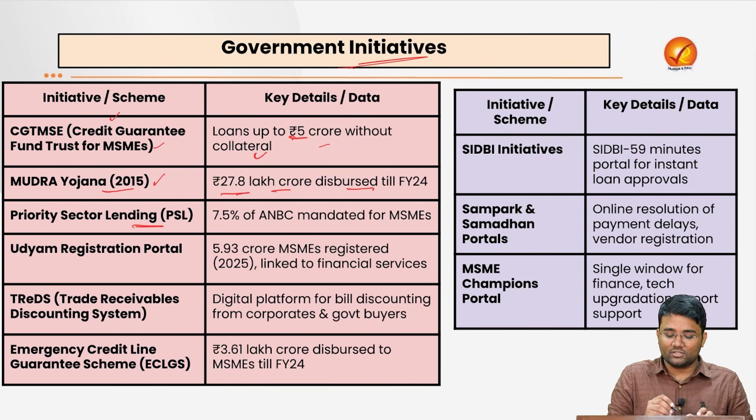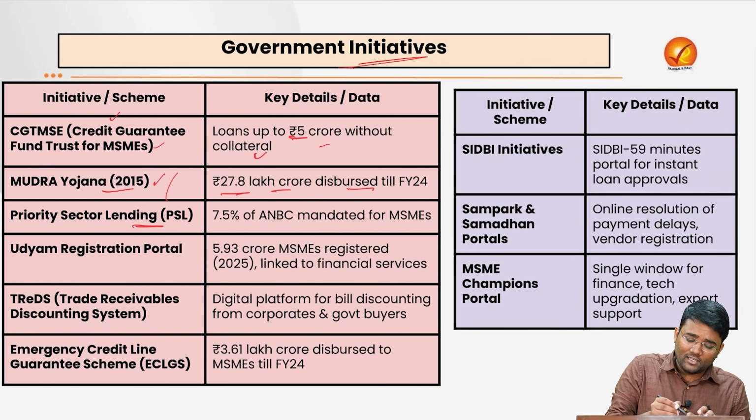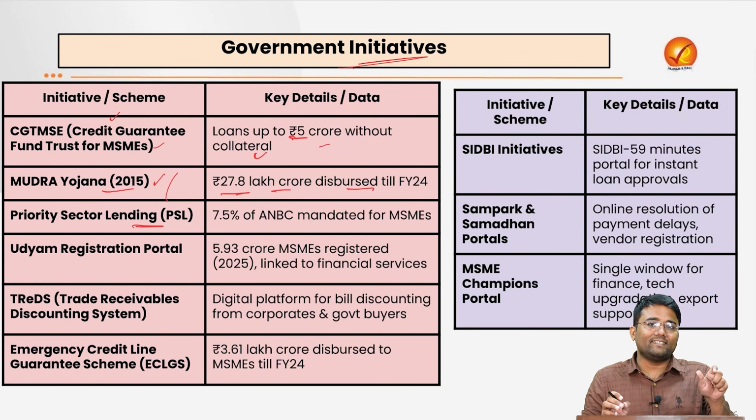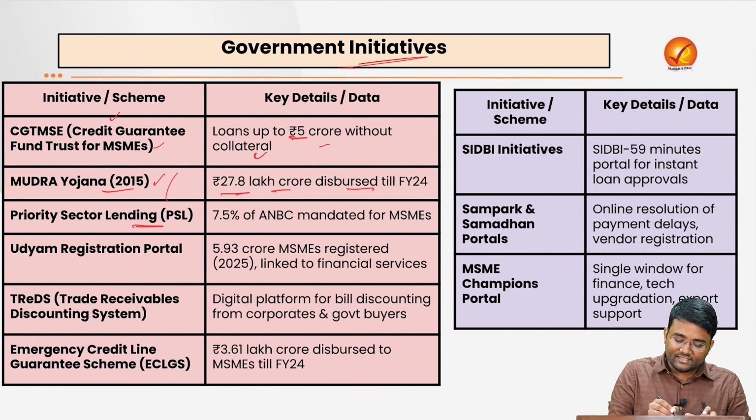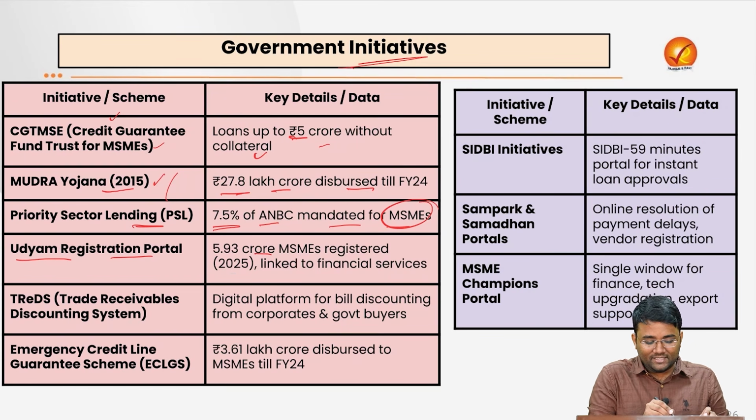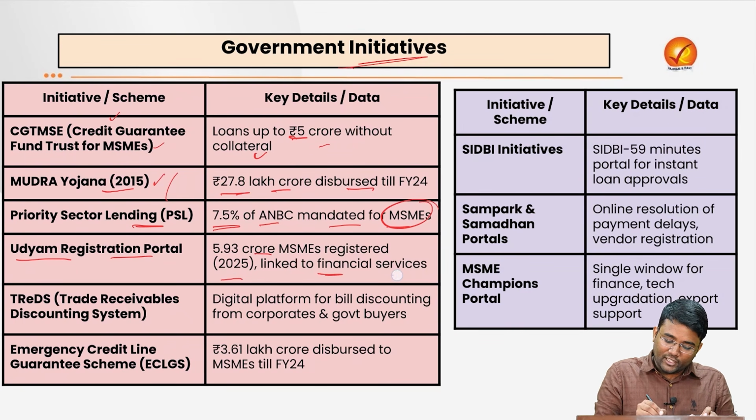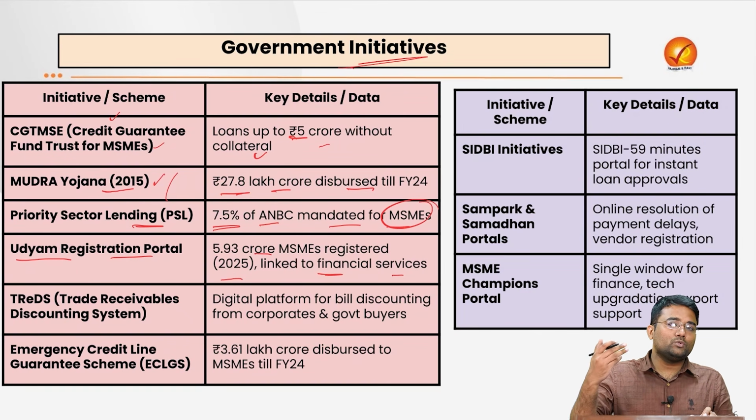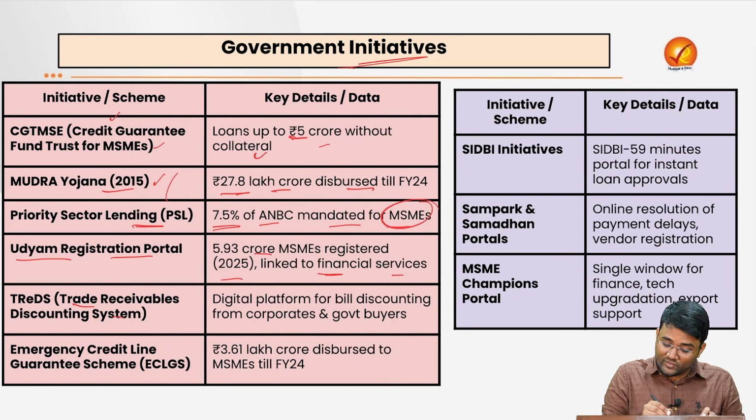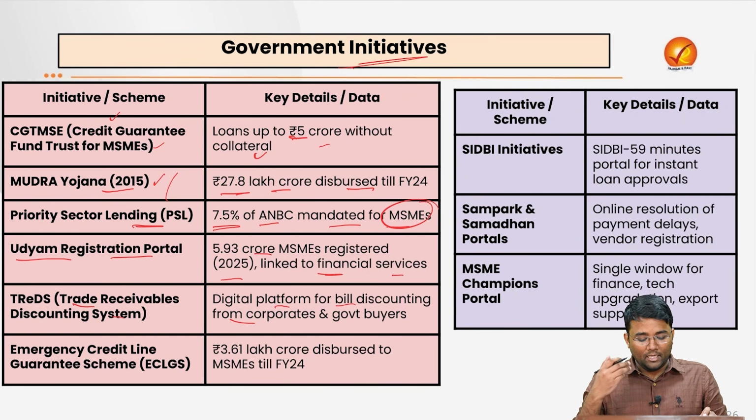Priority sector lending norms, where a certain amount of loans should be mandatorily given to certain sectors, and MSME is one such sector, with 7.5% of the total credit mandated for MSMEs. And then the Udyam registration portal, with 5.93 crore MSMEs registered, which is also linked to financial services and the GST portal, etc. Also, the trade receivables discounting system, a digital platform for bill discounting from corporates and government buyers.